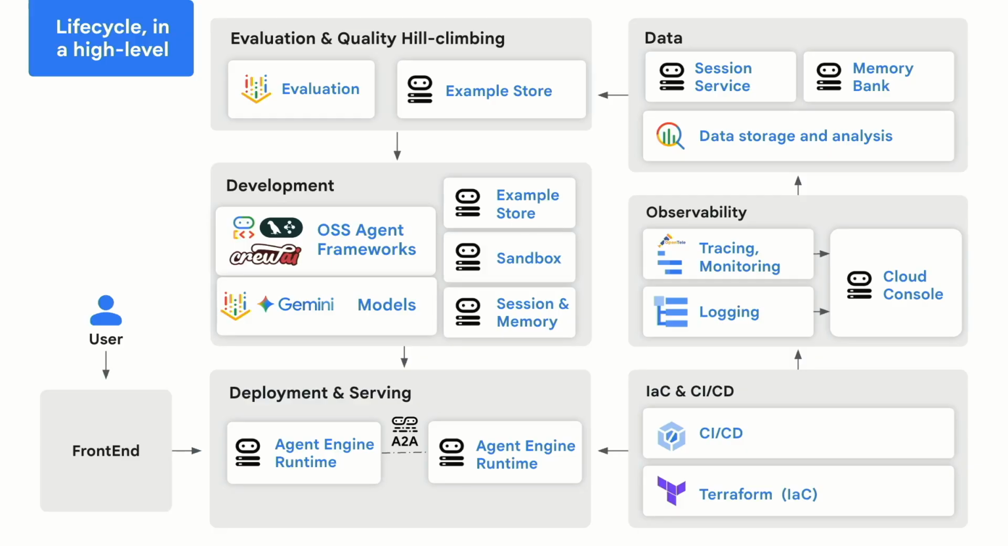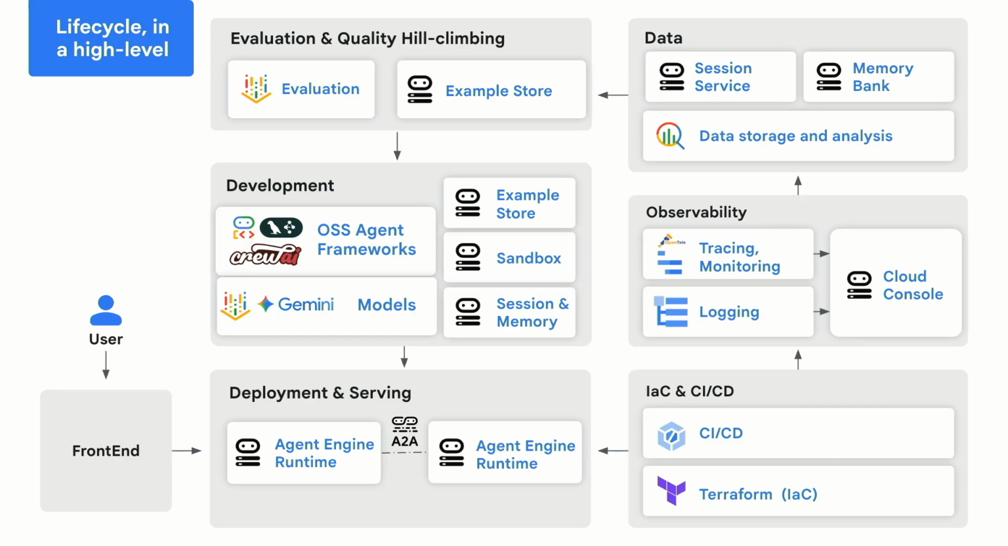Let's zoom out to the full life cycle. Productionizing an agent is not a one-way street. It is a continuous cycle. It all starts with development, using an open source agent framework like Google ADK, LangChain, LangGraph, and use Agent Engine's building blocks like code execution sandbox, session service, memory bank, and example store. This code is then deployed on the Agent Engine runtime. You may deploy and manage a fleet-wide of agents for your enterprise. All of this can be automated via Terraform and CI/CD.